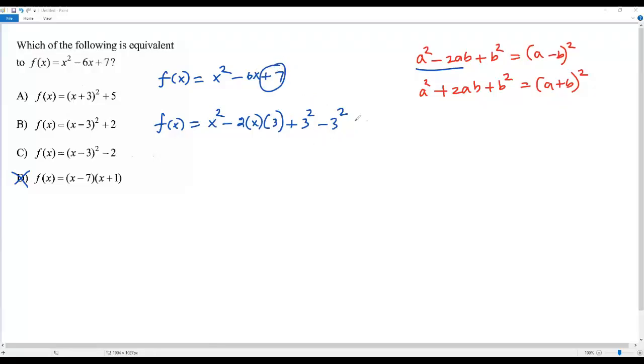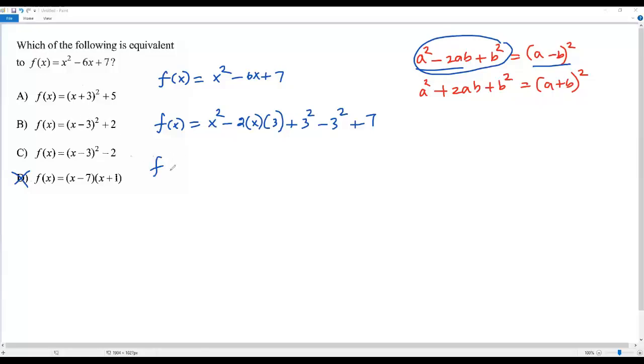At last, we have positive 7. Even when I simplify this expression, it must be equal to the original. We have x², then 6x with the negative sign, and positive 3² and negative 3² cancel to 0, so at last we have positive 7. So what I've written is equal to the original. I'm doing all this work to get a trinomial in the form a² - 2ab + b², so that I can write it as the square of a binomial (a - b)². Then I'll get the given quadratic function in vertex form.